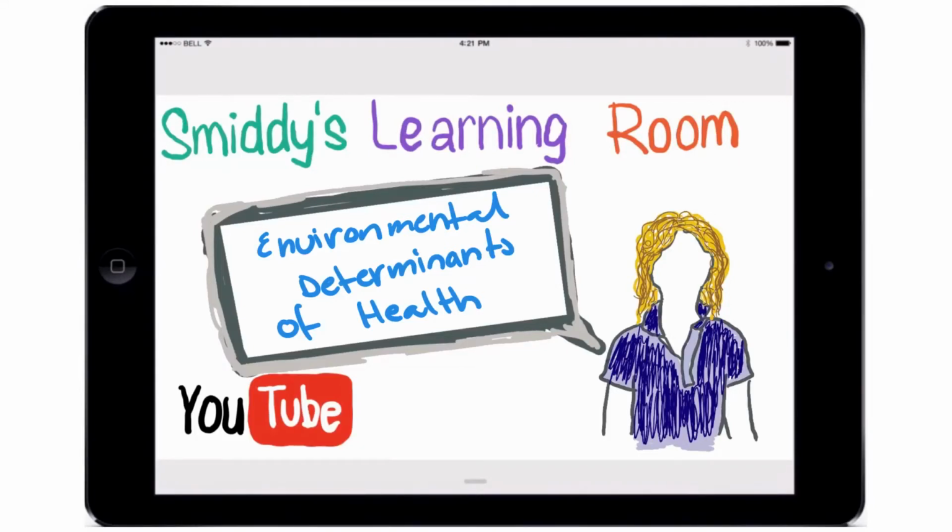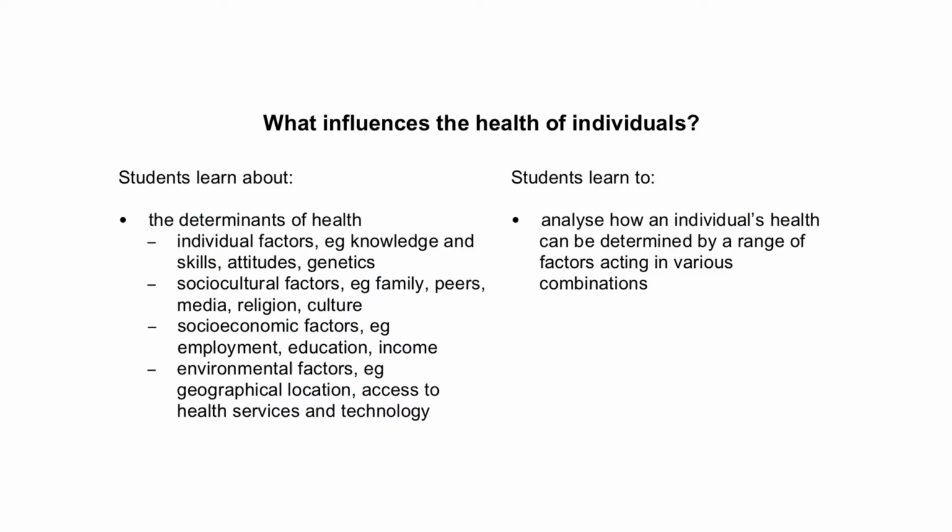Today we're going to continue looking at the determinants of health and focus on the environmental determinants. So we'll start by having a look at where this comes from in the syllabus. Now, it's under the focus question, what influences the health of individuals? And previously we've had a look at other determinants of health, including the individual determinants, socio-cultural factors and socio-economic factors. And today we're going to have a look at this one here, the environmental factors.